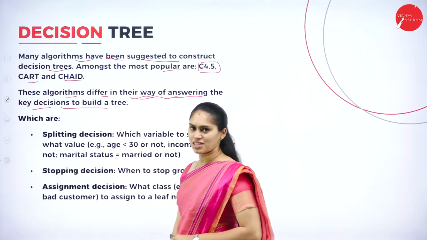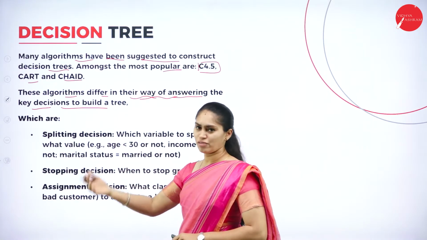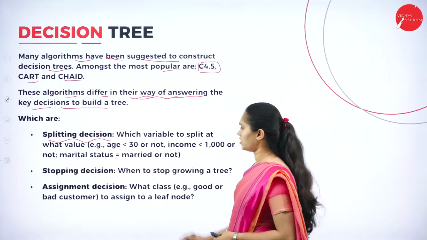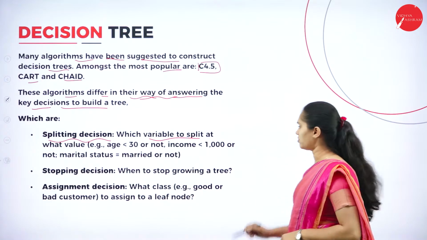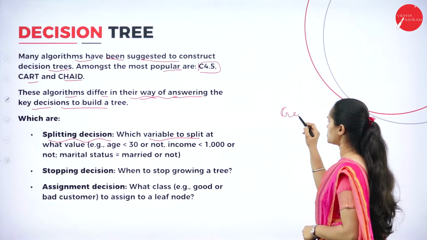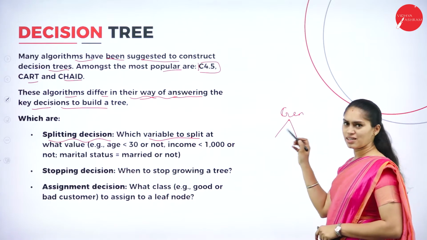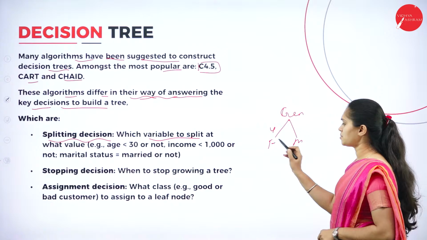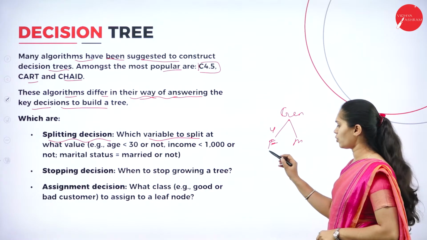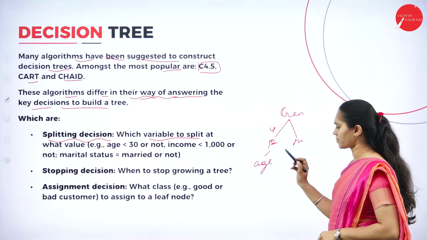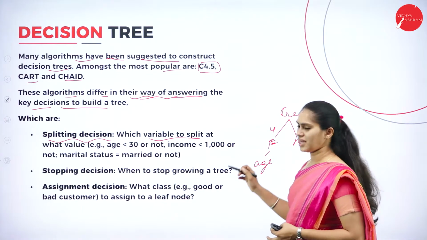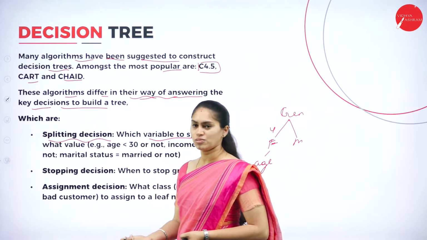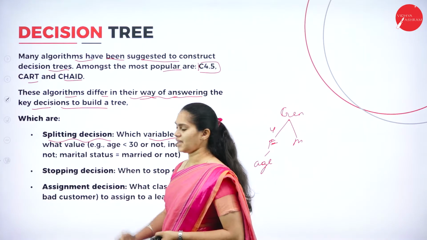So what are the questions it consists of, or what are the different ways of answering? First is splitting decisions. I have to think about which variable has to be split. For example, if I am taking gender, at that time I have to decide whether to split this or not. If yes, whether it is female or male, then further splitting is not required here. If it is required, then I can think about the age. If you are considering any of the values which can be split, what value? That represents the splitting decision.